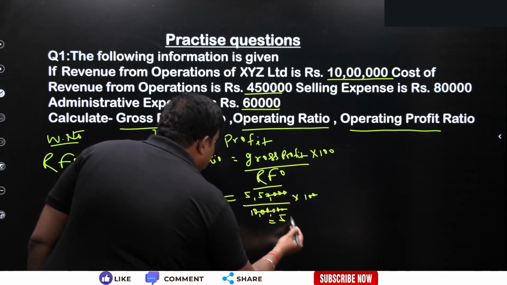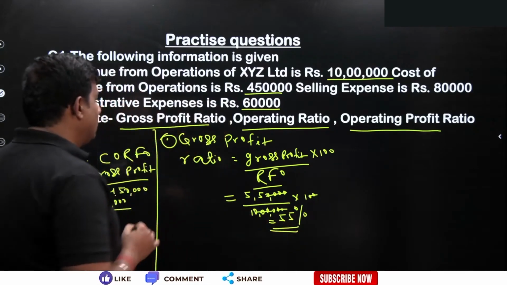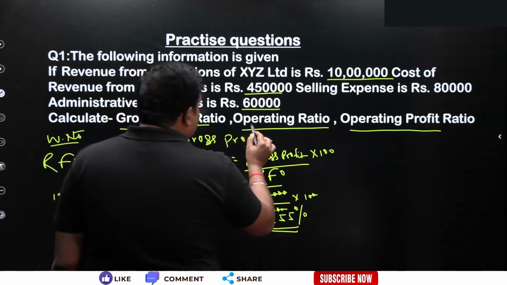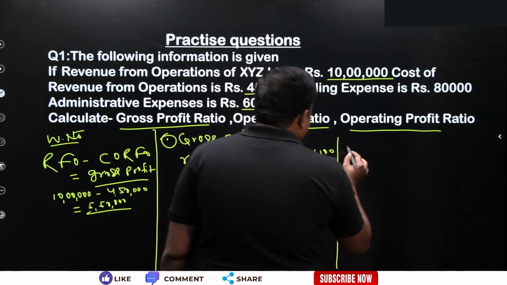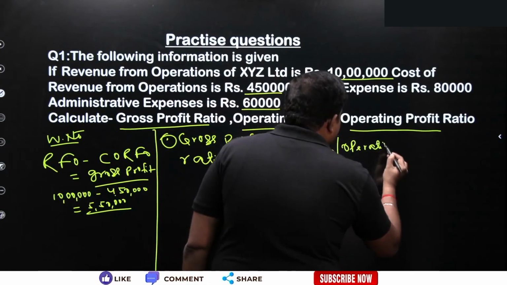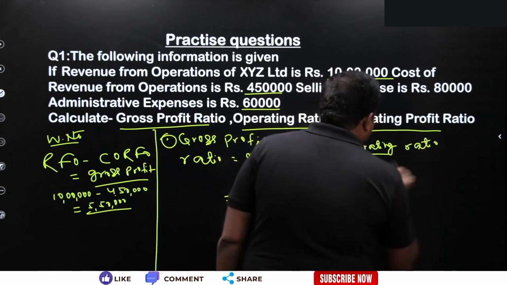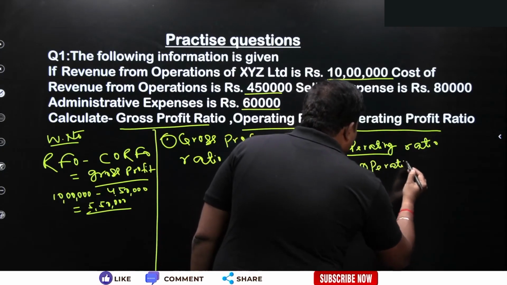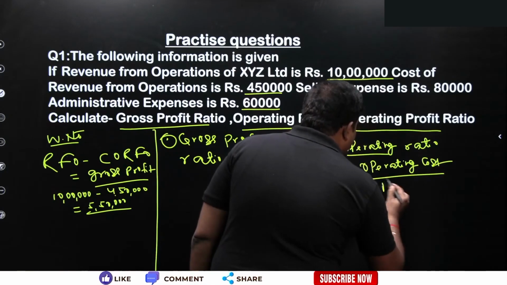So it simply means that we are having a gross profit of 55%. Okay, so no problem at this. And before starting with the operating ratio, we can again calculate the operating ratio. So for operating ratio, the formula would be operating cost upon revenue from operation into 100.